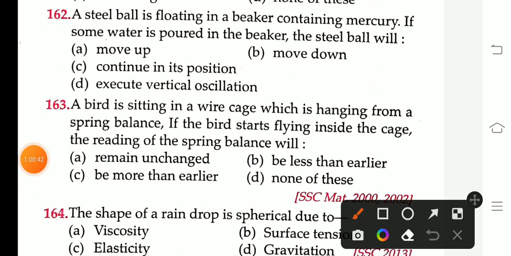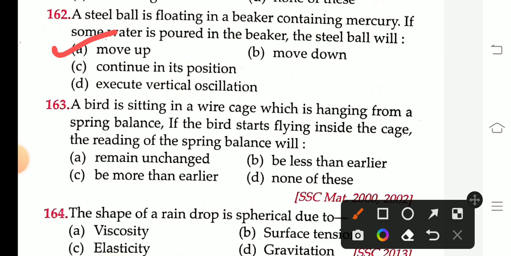A steel ball is floating in a beaker containing mercury. If some water is poured on the beaker, the steel ball will move up. Right answer is option A.